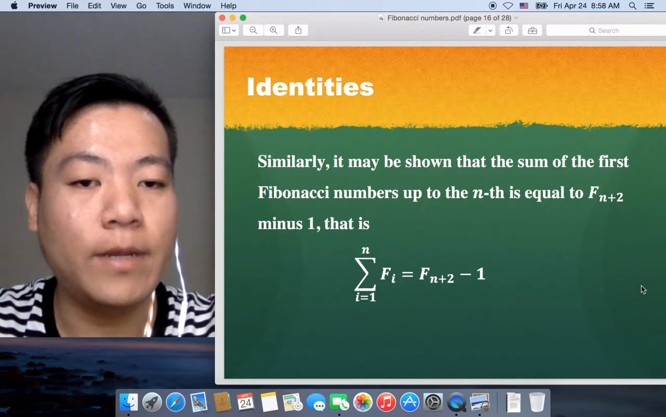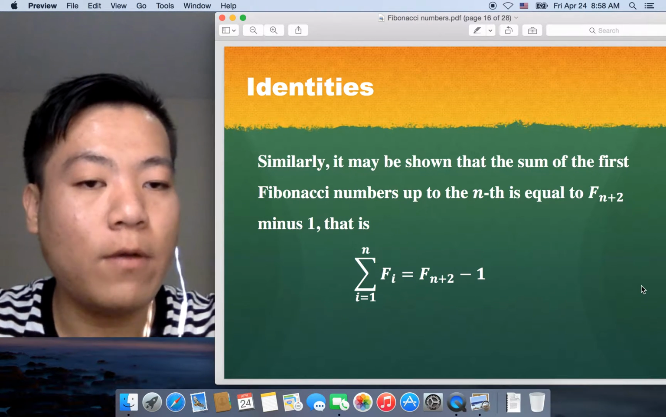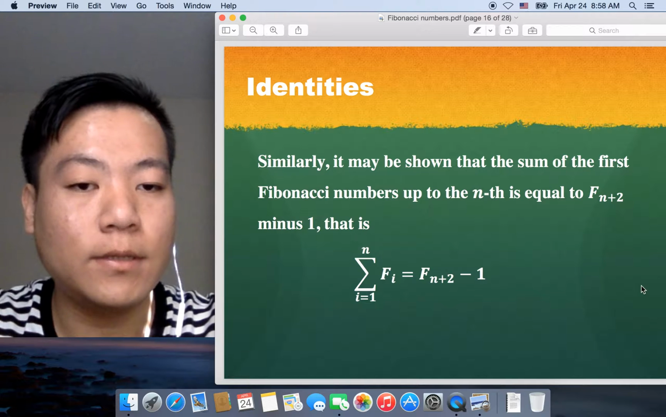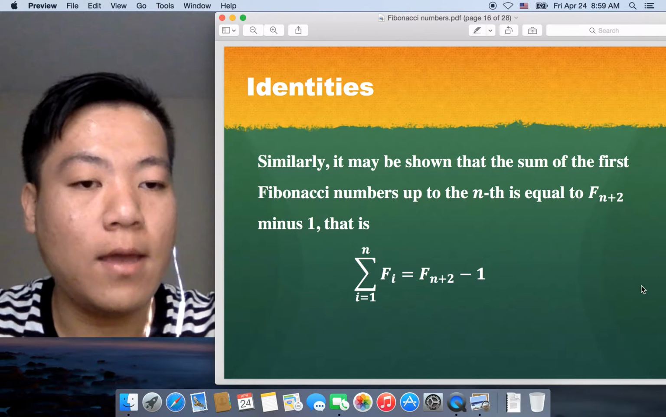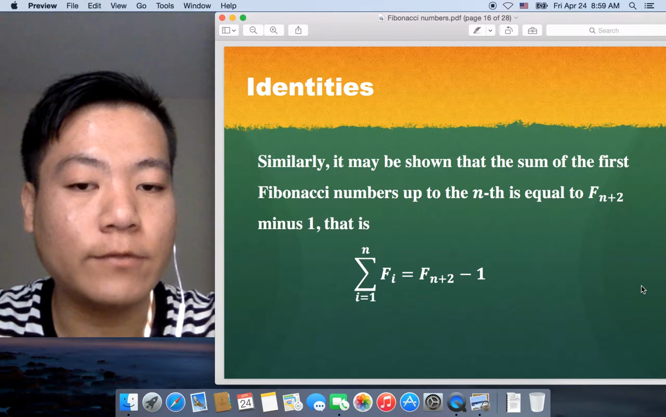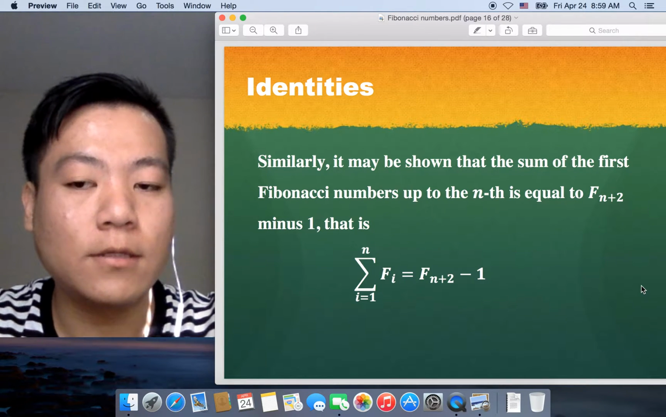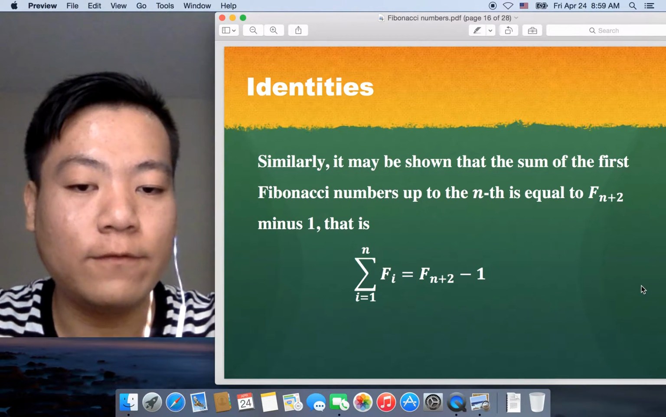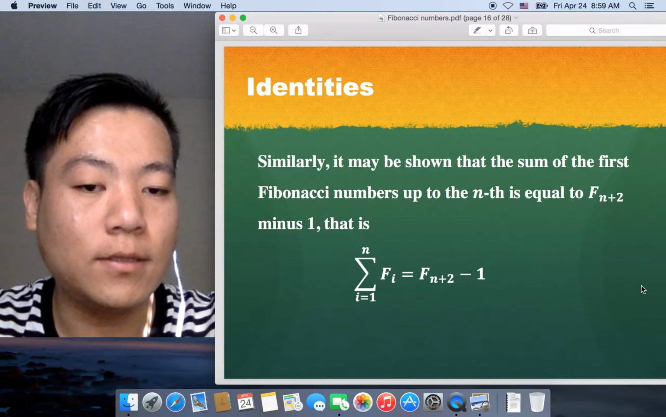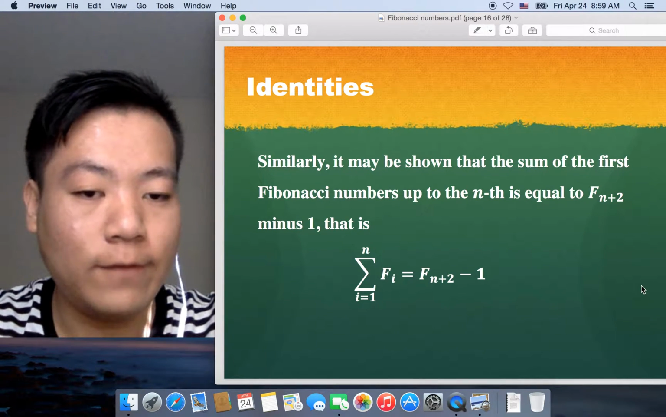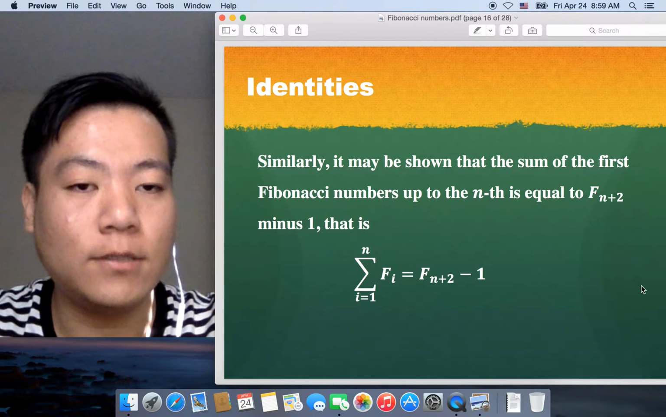Similarly, it may be shown that the sum of the first Fibonacci numbers up to the nth is equal to Fn plus 2 minus 1. That is, the summation of Fi for i from 1 to n is equal to Fn plus 2 minus 1.